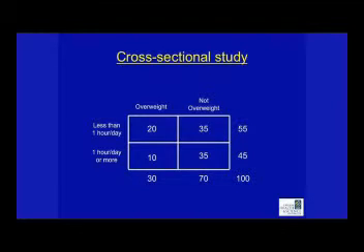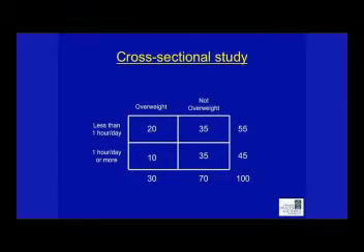Of all the people who exercised less than an hour a day, there were a total of 55. 20 were overweight, 35 not. So, what does this tell us? It tells us a relationship between these two, between the exposure and the outcome. This kind of study does tell you something about the relationship. And we make a calculation.